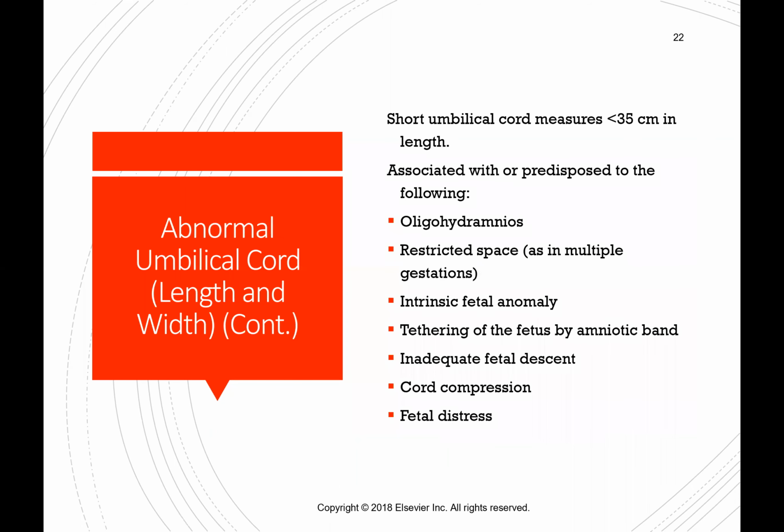So a short umbilical cord is less than 35 centimeters, and it's associated with different things. Oligohydramnios, which is not very much fluid, less than 5 centimeters of fluid, restricted space, and multiple gestations, intrinsic fetal anomaly, tethering of the fetus by amniotic band, inadequate fetal descent, cord compression, and fetal distress.